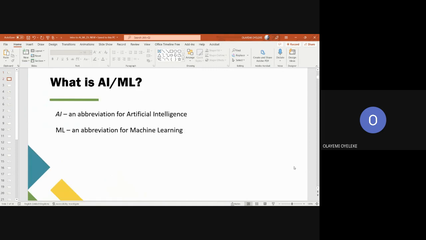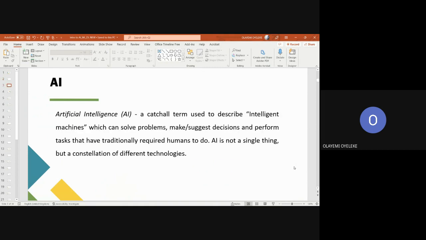So what is AI and ML? AI is just an abbreviation for artificial intelligence. The ML is an abbreviation for machine learning. So when you hear AI, that is artificial intelligence, and when you hear ML, that is machine learning. Now, I will still go ahead and tell you more about what is artificial intelligence and what is machine learning, and how these two terms also lead to other things we do in data science. Okay, so let's see what AI is in detail.